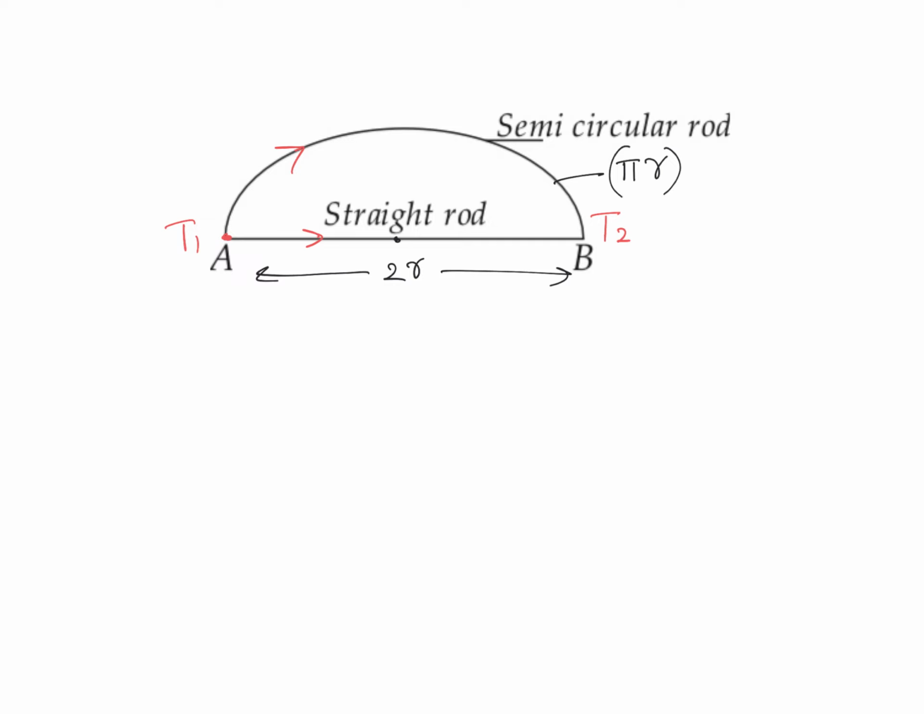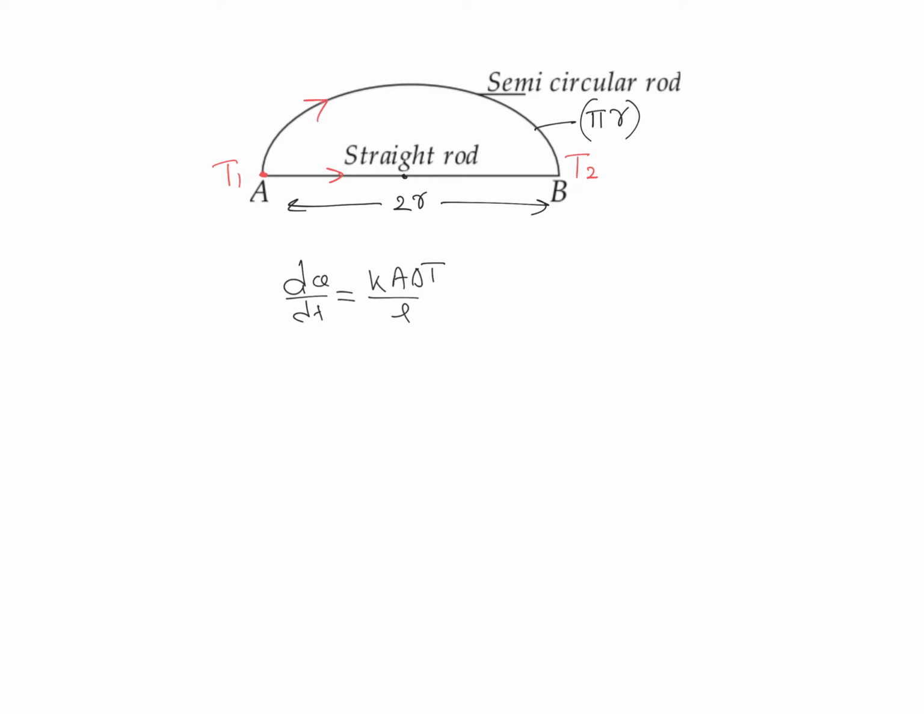Now we have to find the ratio of heat transfer between them. We know that the rate of flow of heat energy dQ by dt is equal to K A delta T divided by L. In this situation, K is constant, A is constant, and delta T is also constant; only the length changes. Let's say the heat flowing through the semicircular rod is Q1 per second, and the heat flowing through the straight line path is Q2 per second.